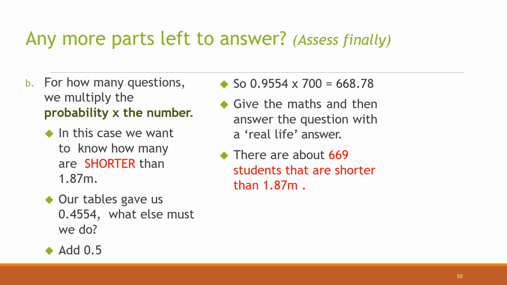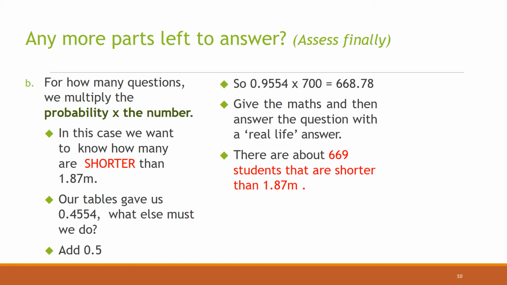Add 0.5 because of the left hand side of the curve, then it will be 0.5 plus 0.4554, which means 0.9554. That is multiplied by 700, giving 668.78. The number of students cannot be 668.78, so we can round it off and say 669 students are shorter than 1.87. It is very simple, isn't it?